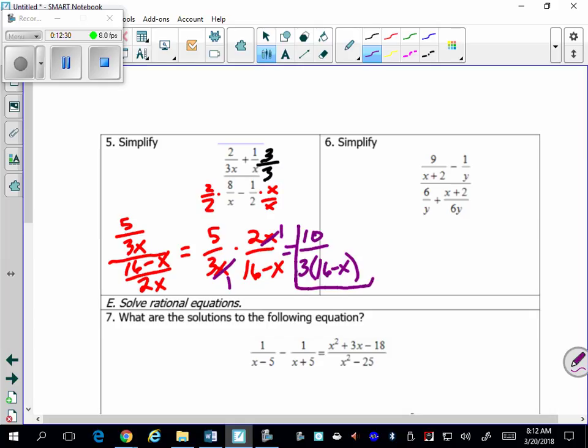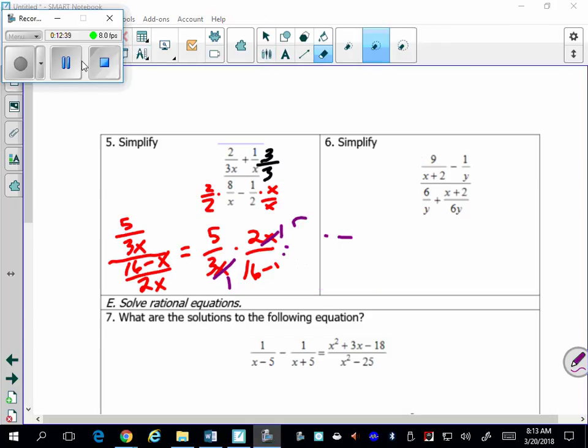Next one. So we have number 6. We have a fraction subtracting another fraction and a fraction adding another fraction. First thing you've got to do is get a fraction divided by another fraction. So let's get to it.